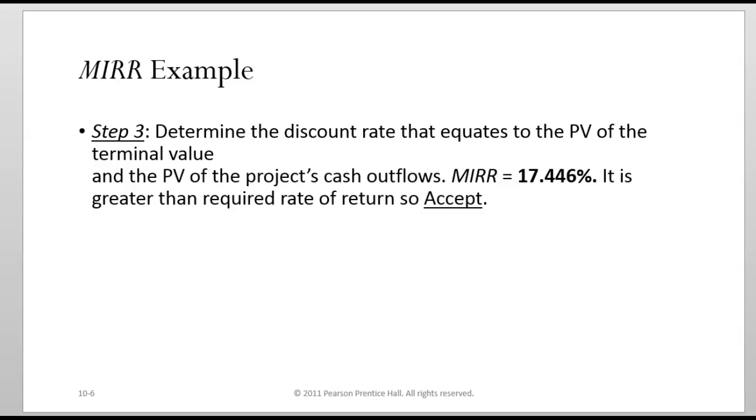Now, when you compare that, you have to determine the discount rate that equates the present value to the terminal value. And the rate then becomes 17.446%. And that's greater than the accepted rate, which was 10%, so you'd accept it. And all of that, wow.